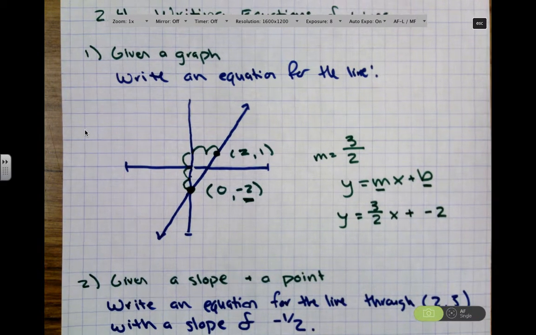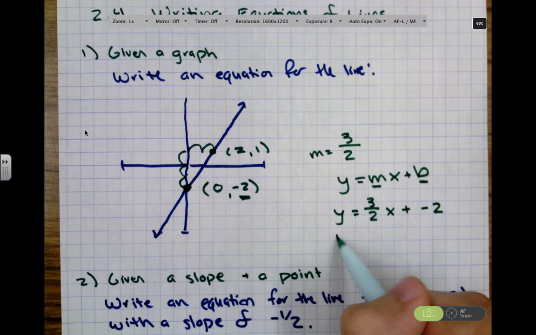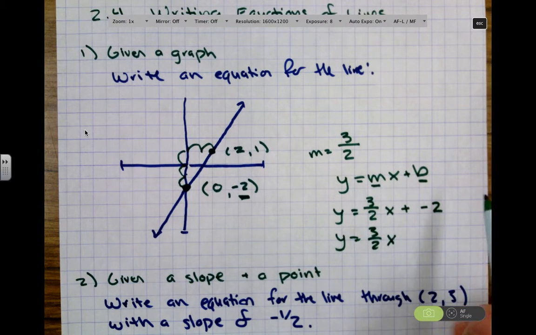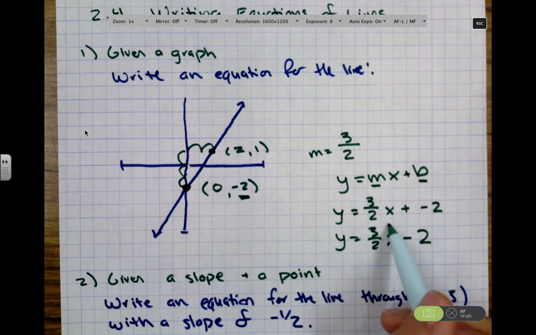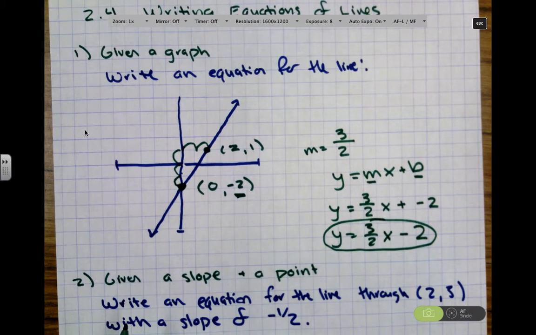Now from here we could simplify this. We don't want to have plus -2. Instead of saying that, we'll say y equals 3 over 2 x minus 2. So this is the equation for the line that we had found over here.